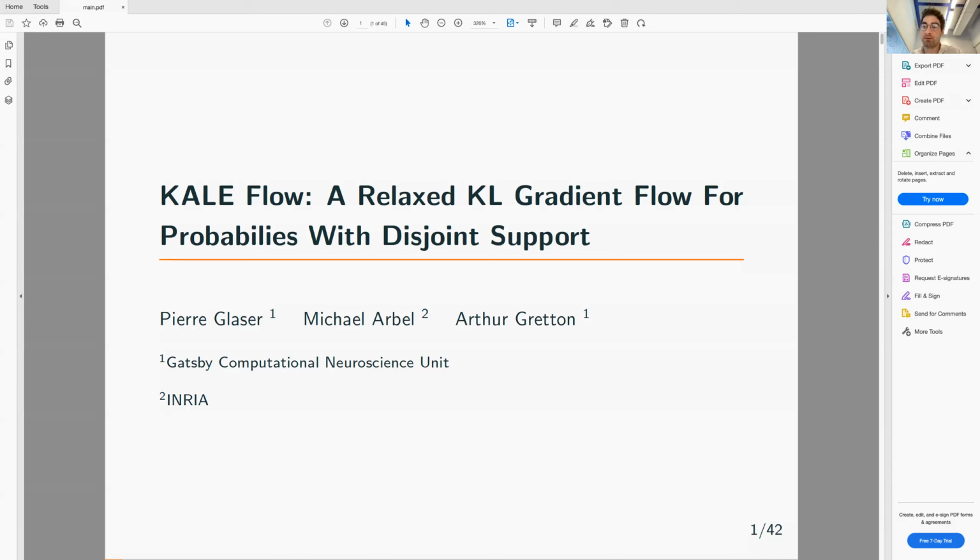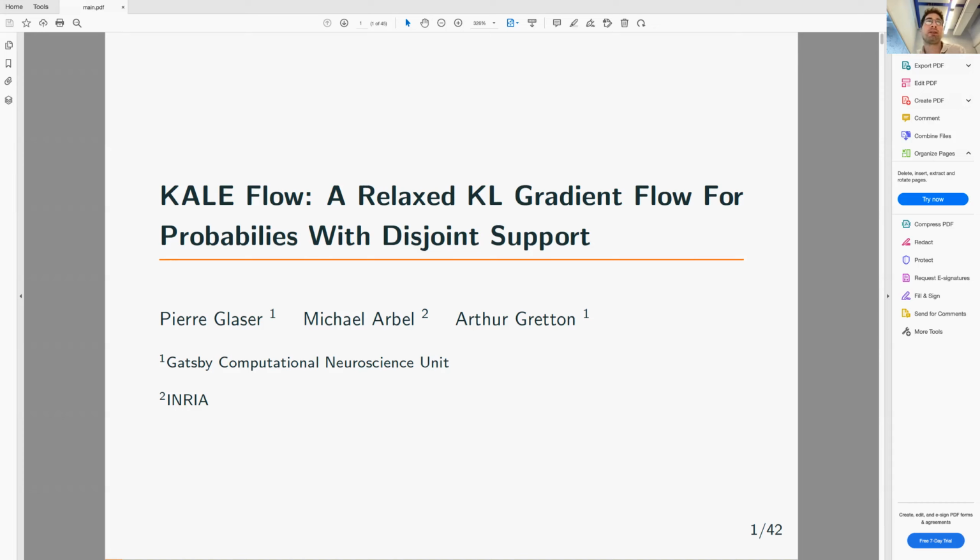I'm supervised by Professor Arthur Gretton in the Gatsby Computational Neuroscience unit, and I mostly work on kernel methods and generative models, which is my first point of interest. What I'm going to present is the result of the first project that I did, a joint work with Michael Arbel, who's now a postdoc at INRIA, and that deals with the KALE flow, which is a relaxed Kullback-Leibler gradient flow for probability distributions with disjoint support. I'm going to unpack all the terms throughout the presentation so that I hope by the end it's pretty clear what it means, even though it may sound a bit obscure at the beginning.